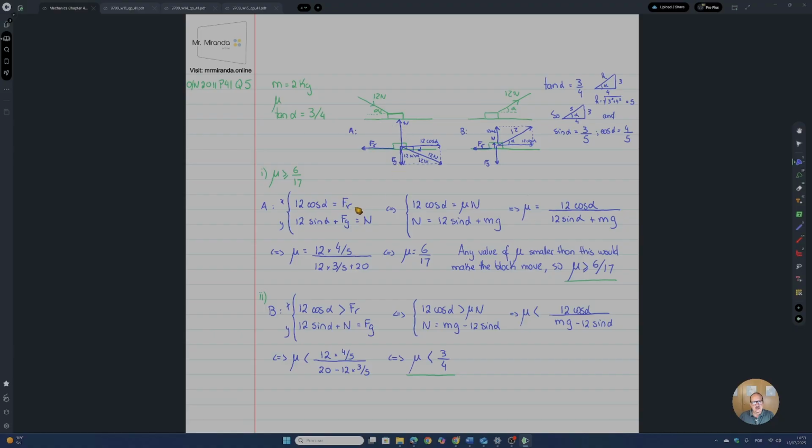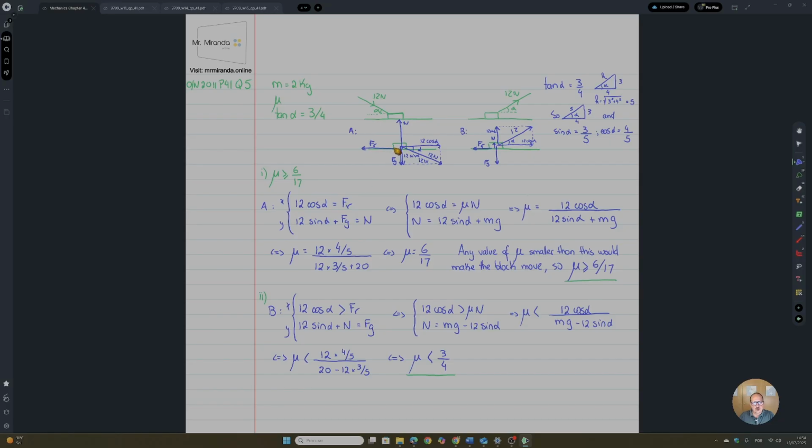then the circumstances that you would have would be these, okay? The 12 cosine of alpha, the only force pointing to the right, needs to be equal to the only force pointing to the left. And vertically speaking, the 12 sine of alpha plus the weight, these two forces pointing down, equal the only force pointing up. All right?